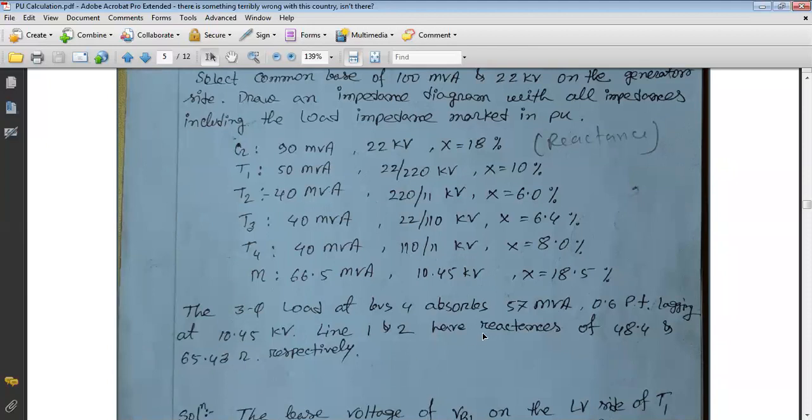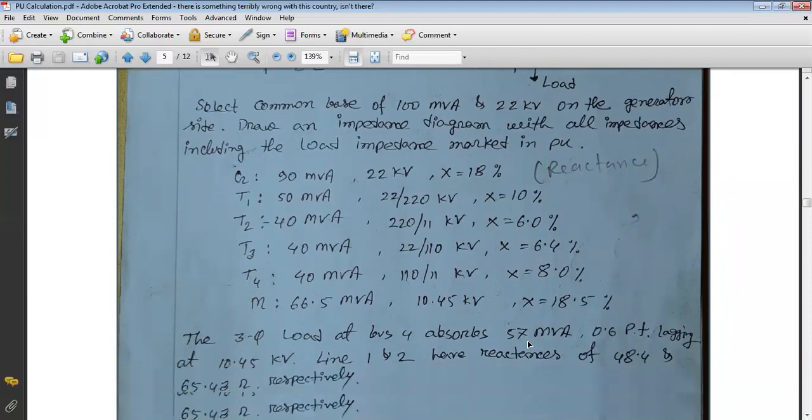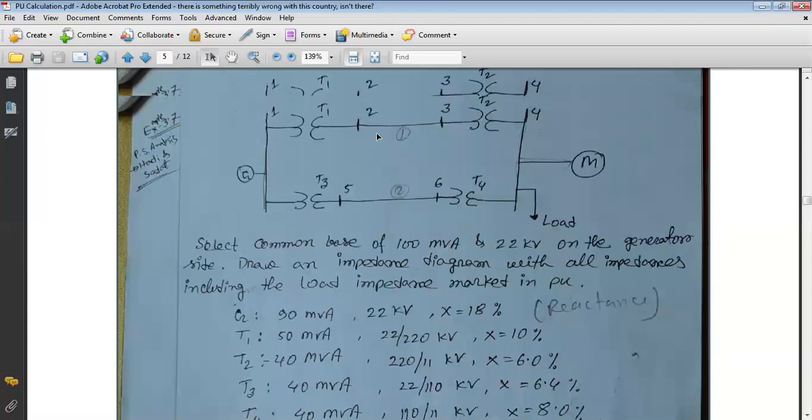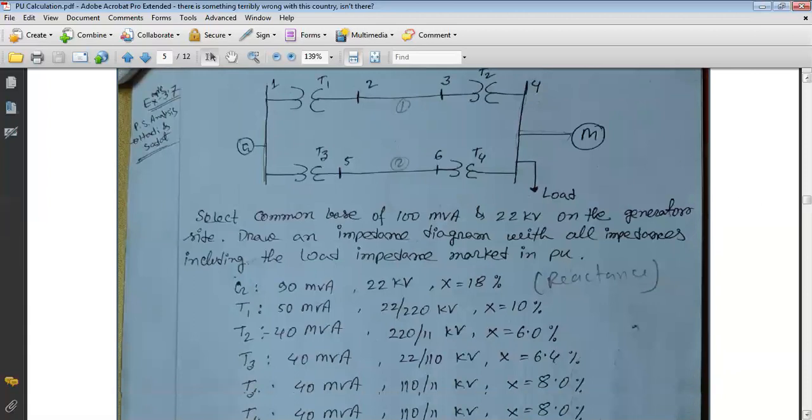And the 3-phase load connected in bus 4, the power rating is 57 MVA, the power factor is 0.6 lagging, that is the inductive load, and the voltage of this particular load is 10.45 kV. Transmission lines 1 and 2 have reactances of 48.4 and 65.43 ohms respectively. So the transmission line reactances are also given here.